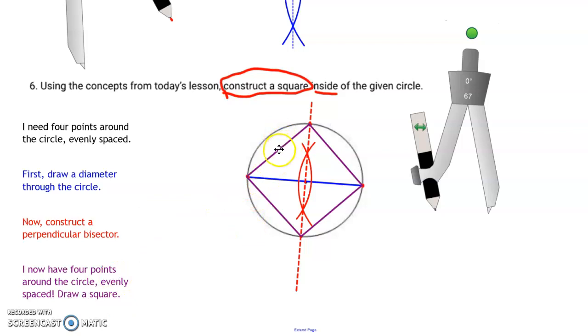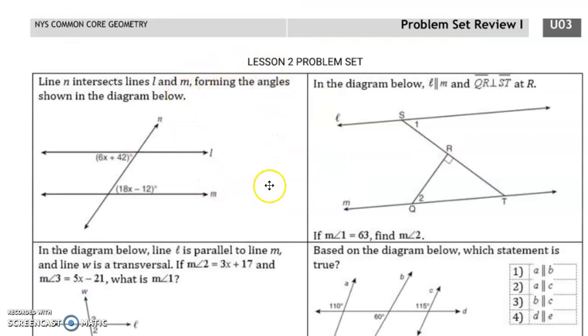That means this line is congruent to this line, is congruent to this line, is congruent to this line. You know what a square is. It's the one with all the sides equal. Moving on to lesson 2 problem set, pause the video, try these out, and then see if you got them right.